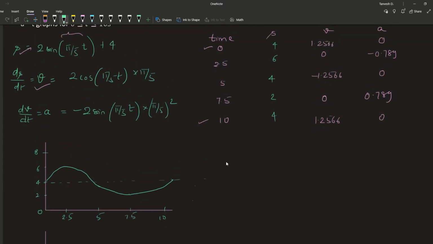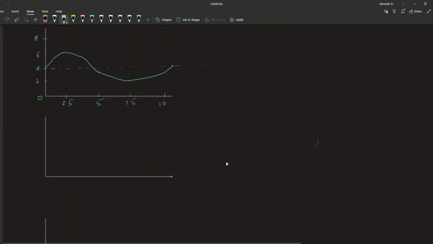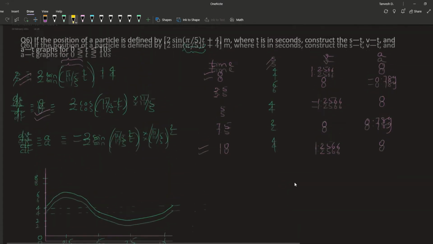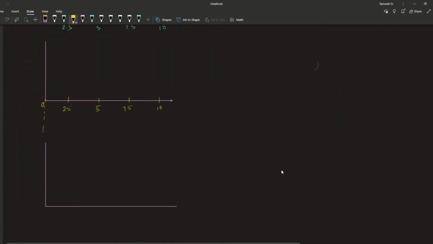Then the velocity is starting from 1.2566 and the minimum value is minus 1.2566. So 0, 2.5, 5, 7.5, 10. We can see that it is even going negative. So let us say that the highest value only I will plot here, which is 1.2566.